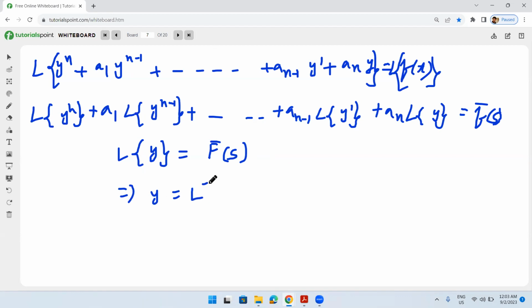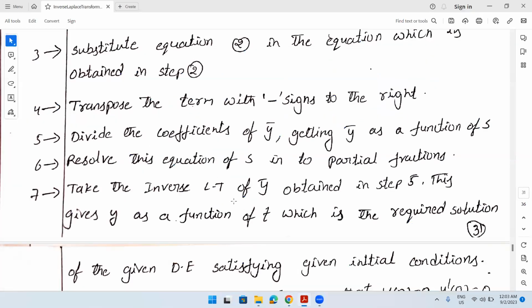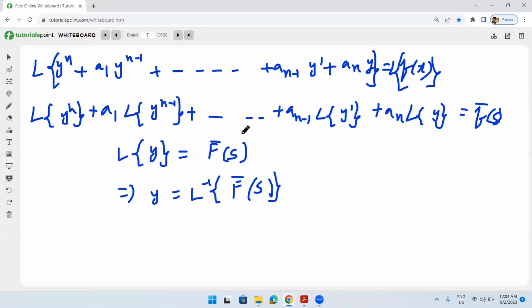So what do you get? L inverse of f bar of s. Till now we have applied only Laplace transform. Now apply inverse Laplace transform on the right hand side. The result is the solution, the answer. So here is one particular thing. This may be somewhat confusing, but by seeing the first problem, the confusion will be removed.